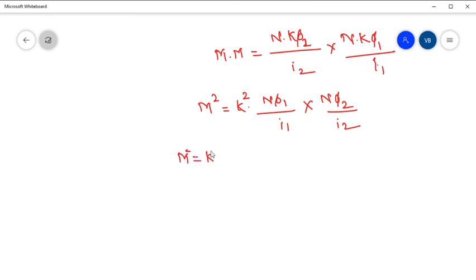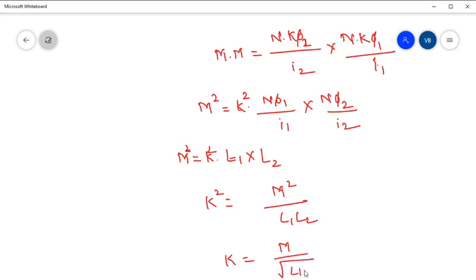K square into, this value is nothing but L1, and this is L2. So then the equation becomes K square equals M square by L1 L2. So K equals M by square root of L1 L2. Okay, so this is called the coefficient of coupling.